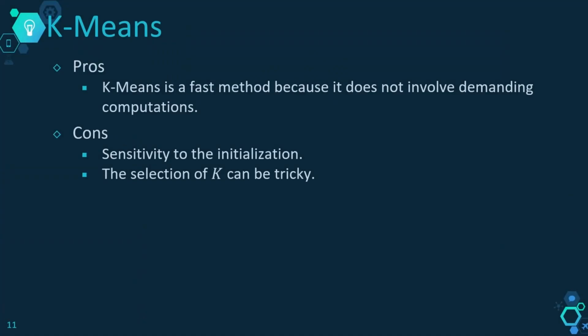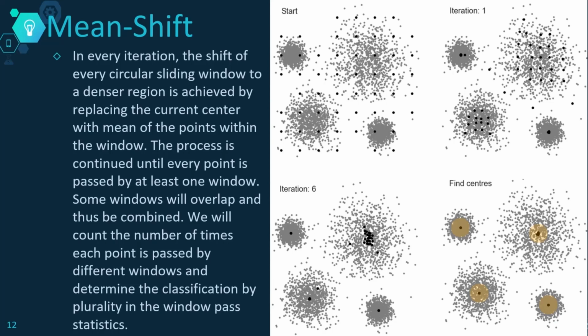And for the advantages and disadvantages, K-means overall is a fast method. It's very simple to implement, and it does not involve very demanding computations. But the disadvantages: first, it is sensitive to the initialization. Second, the selection of K can be tricky. But we have the method K-means plus, a new method for determining K. They work okay for simple cases, but for complicated cases, the determination of K can still be tricky. This is the first centroid-based clustering algorithm.